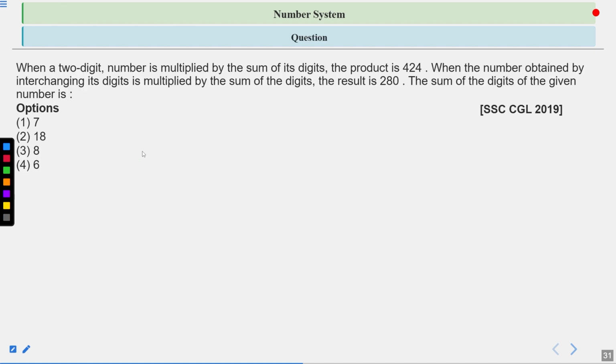When a 2-digit number is multiplied by the sum of its digits, the product is 424. When the number obtained by interchanging its digits is multiplied by the sum of its digits, the result is 280. The sum of digits of the given number is. This question was asked in the SSC CGL exam in 2019. So there are 4 options. First one is 7, second is 18, third one is 8, and fourth one is 6. Now you have 10 seconds to solve this question. Your time starts now.